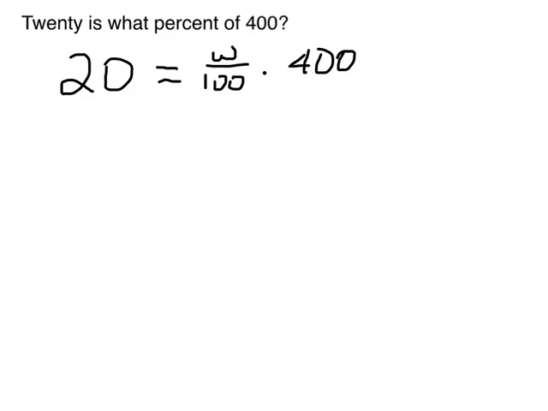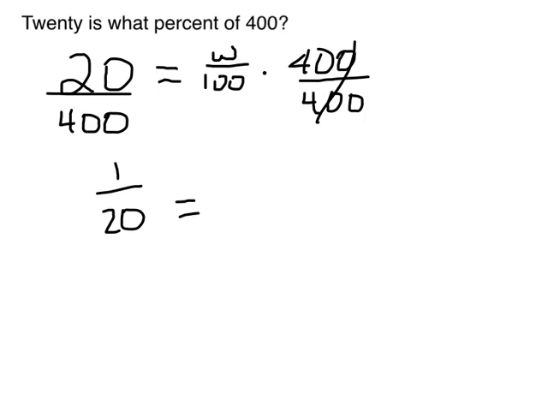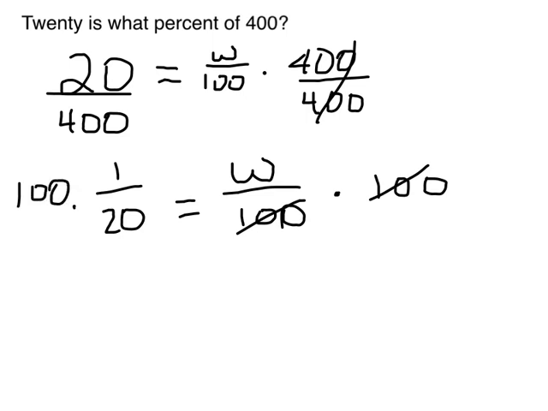Alright, well we need to get W by itself, so the first thing we're going to get rid of is this 400. We're going to divide by 400 on both sides. We get rid of that. 20 over 400 will reduce to 2 over 40, which would be the same as 1 over 20. 1 over 20 equals what over 100? We're going to multiply by 100 to cross cancel these out. So we'll multiply by 100 here, and 100 divided by 20 is 5. So 20 is 5% of 400.